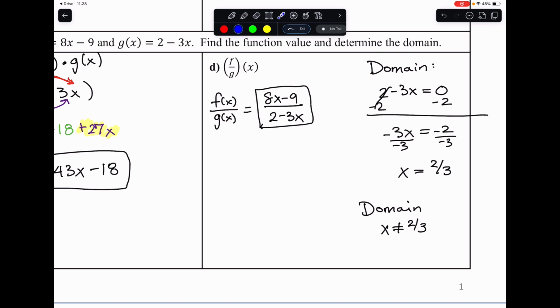And again, just like in real life, any toxic situation, they're not allowed in your personal domain. So that's exactly what we're doing to this function. We're letting x be any number except for that one there. So that would be the domain for this example here.